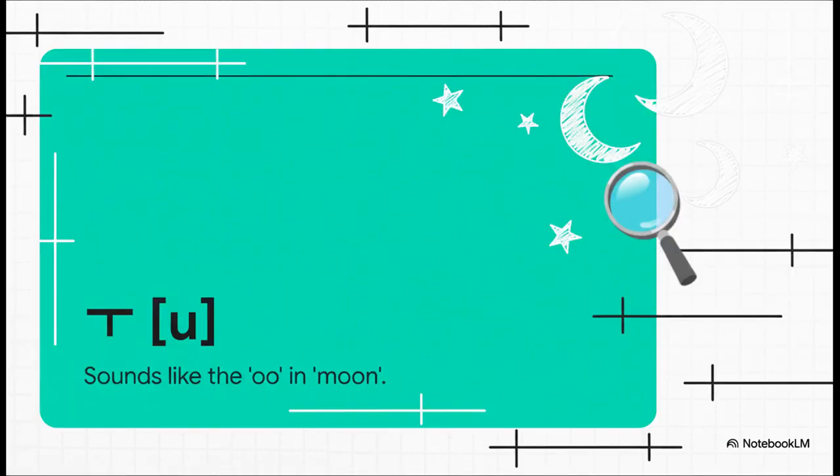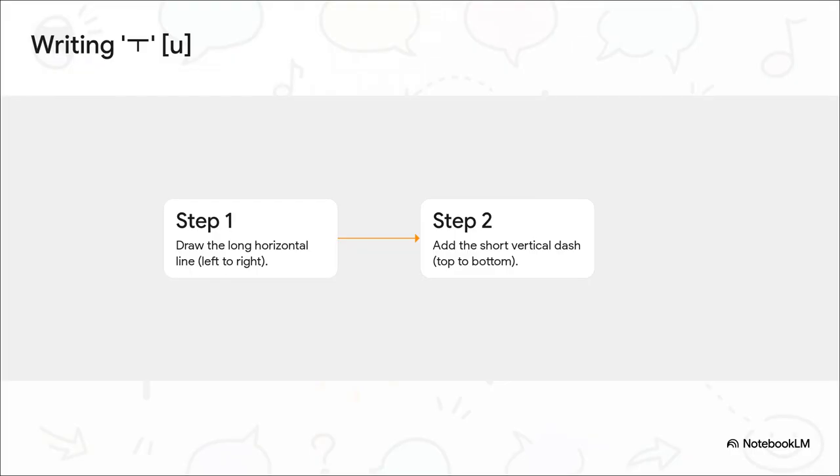And for our last vowel today, let's look at the opposite of O. This character makes the oo sound, as in moon. And again, you can see it's just our same 2 building blocks, just rearranged. So to write it, you know the drill. We start with the top element first. You draw the long horizontal line from left to right, and then you add the short vertical dash below it, moving from top to bottom.